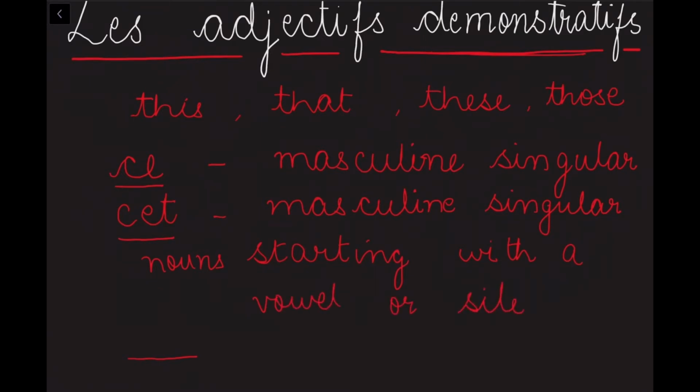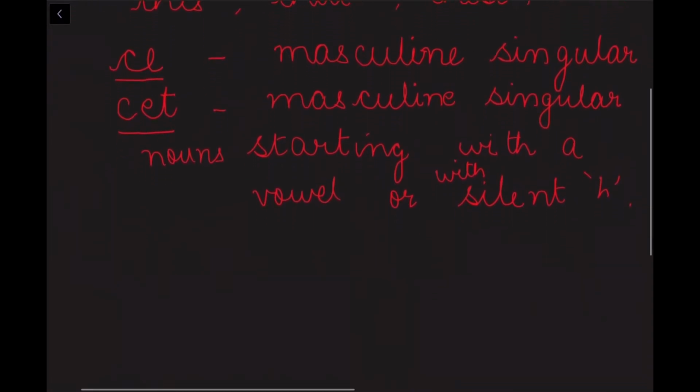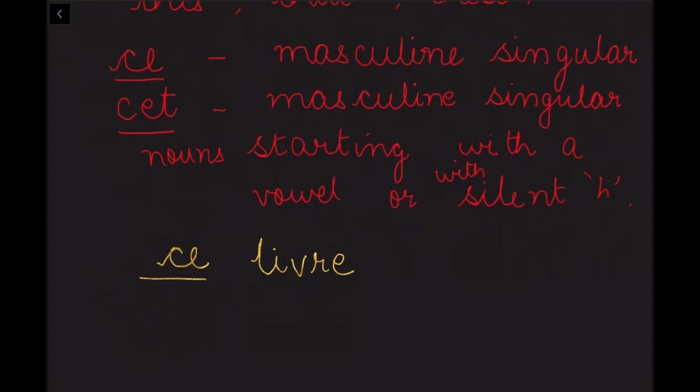So let us first learn these two, ce and cet with a vowel or with silent H. Okay, and then we can move to the rest too. Okay, so we learn with the example. For example, I hope you know this word by now, livre. As you know, in French all words we have to learn with genders. Okay, so livre is a book which is masculine, so we use ce livre, which means this book.